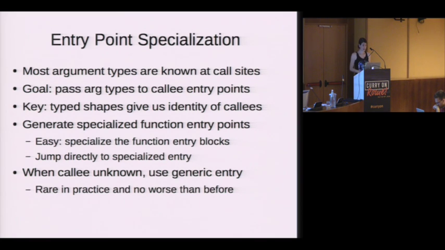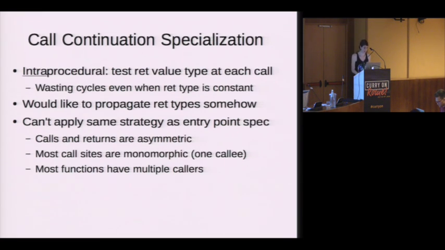And because type shapes allow us in many cases to know exactly which function we're calling, I can simply jump directly to the specialized function entry point in many cases without any dynamic dispatch. So the caller can jump directly to the exact specialized version of the callee when callee identity information is available. When I do not know which function I'm calling, I simply fall back to a generic function entry point, which is just what I was doing before, but this is actually rare in practice.